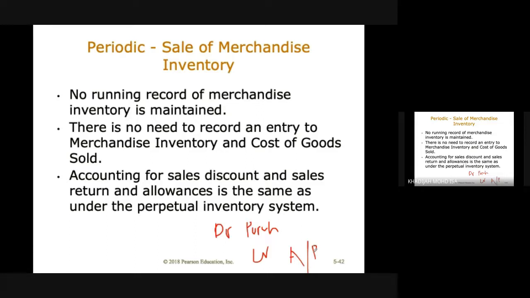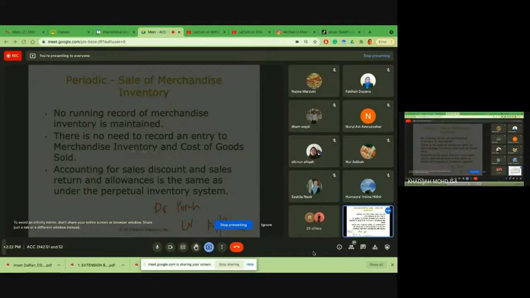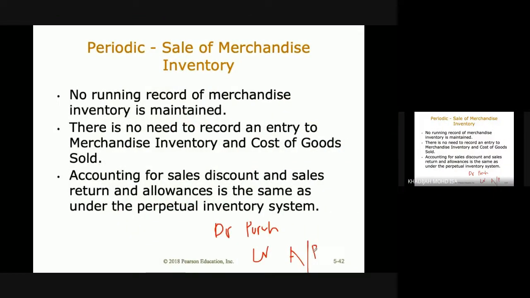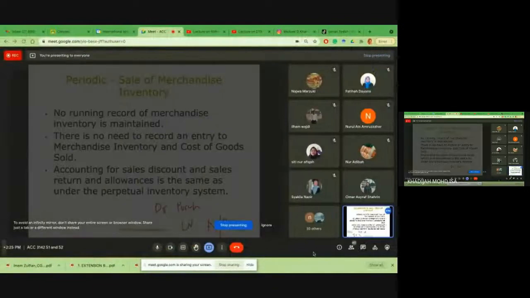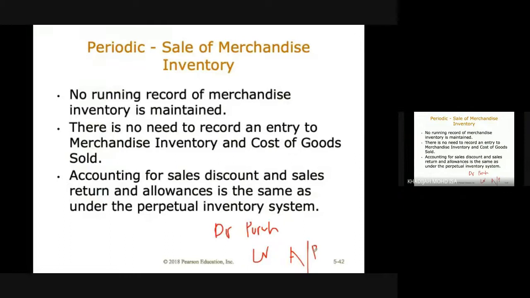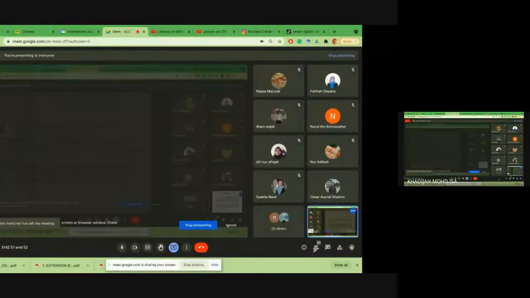When you make sales, remember under perpetual, what would be the journal entries for sales? Shakila? What would be the journal entries for sales under perpetual? Okay, Nurul Ain.